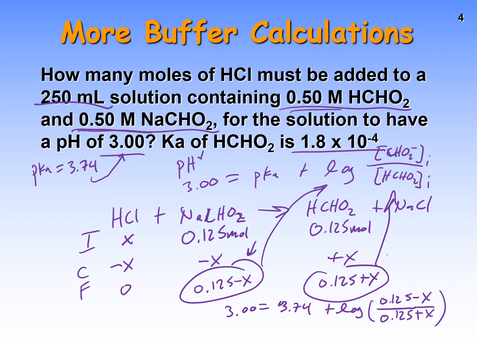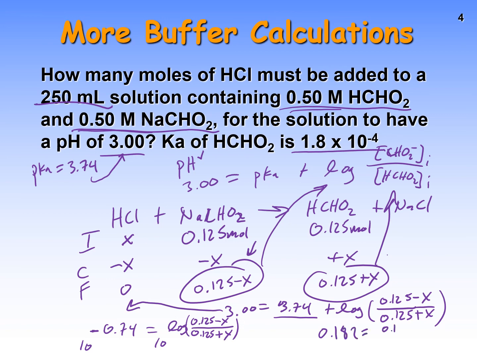Now at this point, we can solve this equation for X. It's just some algebra, right? The first thing I would do is subtract over this value, which gives me negative 0.74 is equal to the log of all this, 0.125 minus X over 0.125 plus X. Now, I can get rid of the log by taking 10 to the power of everything, which will get me the next equation. And if I do that, I get 0.182 is equal to 0.125 minus X over 0.125 plus X.